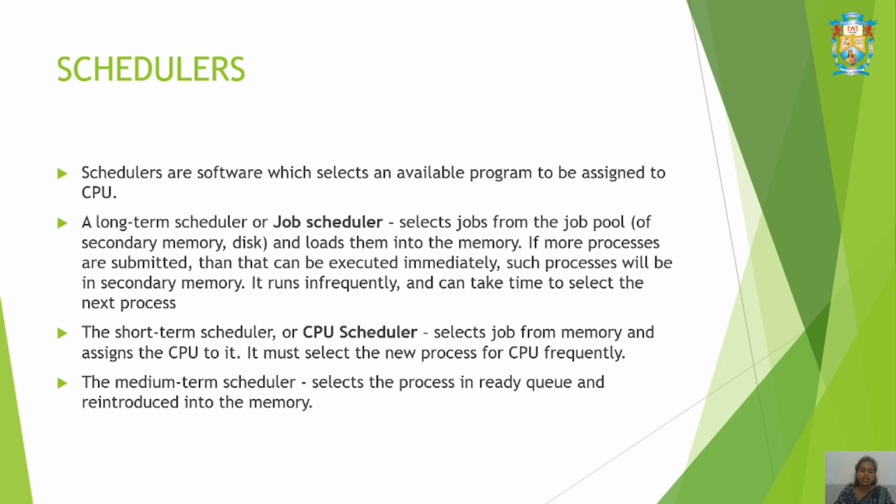The second type of scheduler is the short-term scheduler, also known as the CPU scheduler. The CPU scheduler selects a job from memory and assigns the CPU to it. That means the job scheduler has loaded all the processes into main memory, and now the CPU scheduler selects the processes from main memory and allocates the CPU for execution. So it must select a new process for the CPU frequently. And we have a medium-term scheduler that selects a process in the ready queue and reintroduces it into main memory.